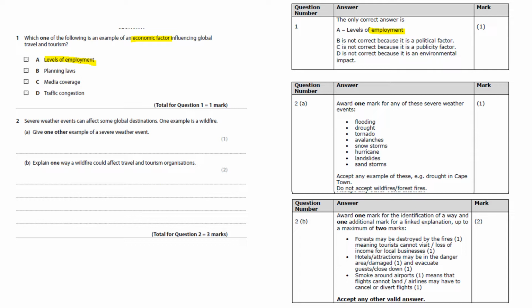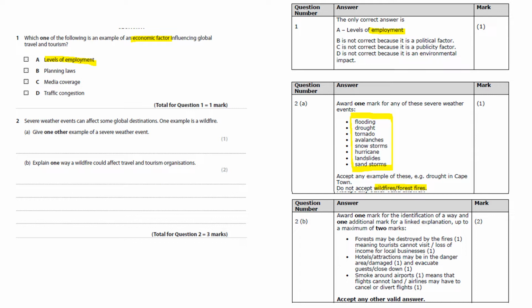Severe weather events can affect some global destinations. One example is a wildfire. Give another example of a severe weather event. Basically, anything from this list over here is worth a mark. You only need to write the word down. What you mustn't do is say wildfires or forest fires, because it's already mentioned in the question. So again, most of you got that right. It should be fairly straightforward.